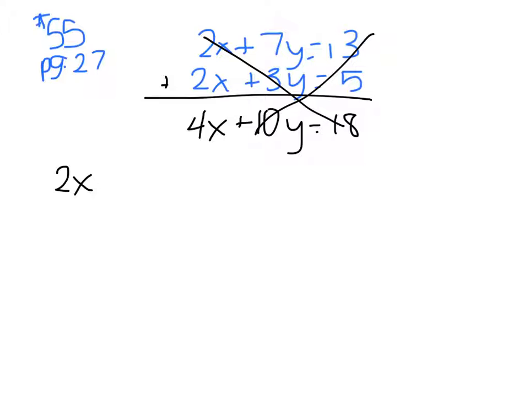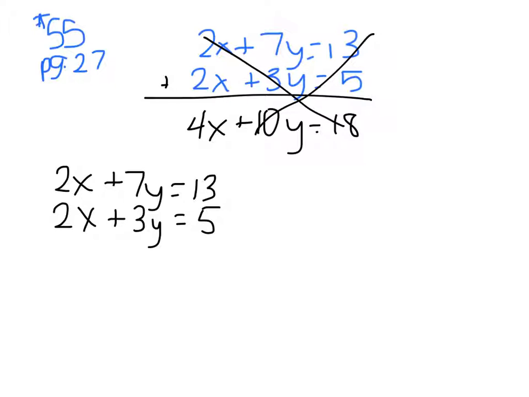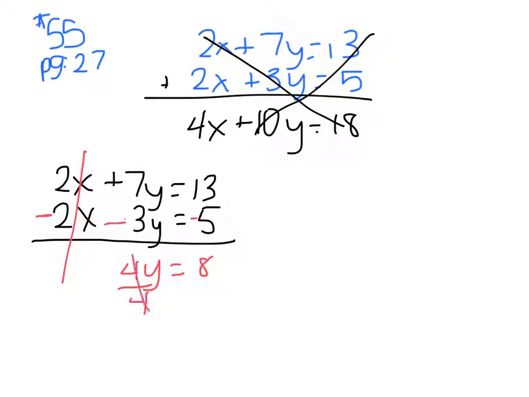So I'm going to rewrite the problem again. Now we want to look to see, can we subtract them? Would they cancel out if we could subtract them? So if I draw a line, and when we subtract them, we have to change all of the signs. So now this becomes a negative, this plus sign becomes a negative, and this 5 becomes a negative. So my two x's are going to cancel. We now have 4y is equal to 8. So we were able to eliminate the x's by subtracting the equations.